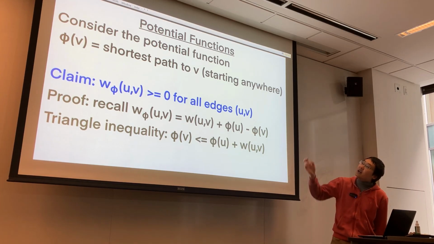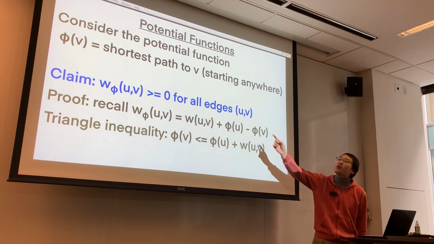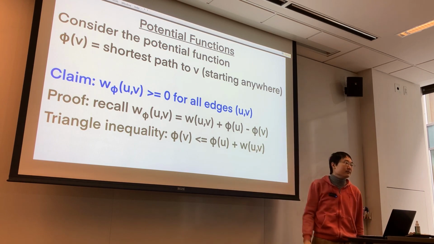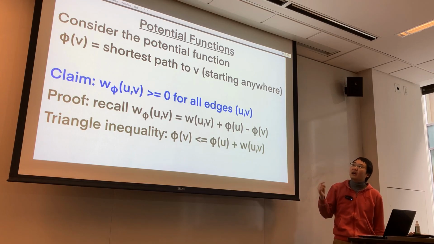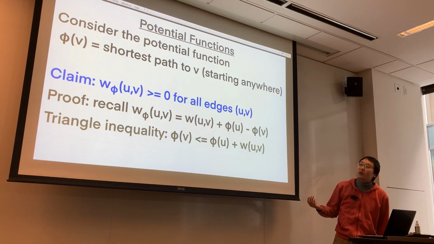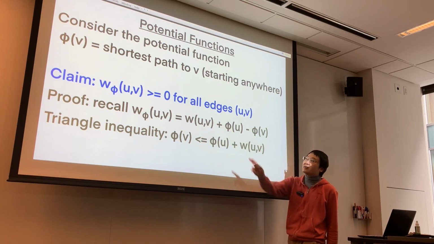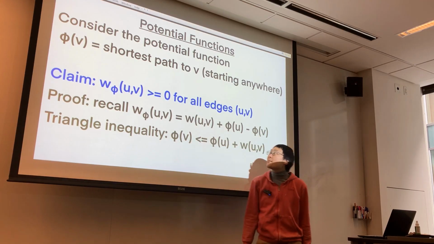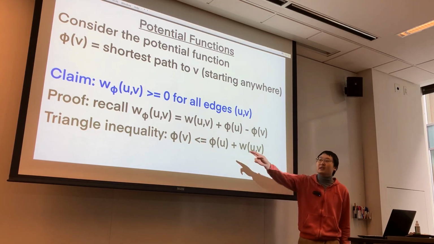Okay, so the claim is that under this reweighting, all edges automatically become non-negative. So even if they were initially negative, after this reweighting, all edges become non-negative. And what is the proof? So recall the definition. This is just by definition. And the only fact we'll use is the triangle inequality.